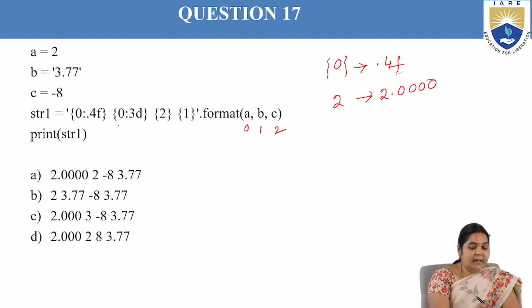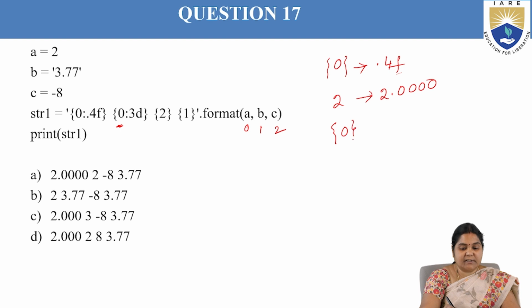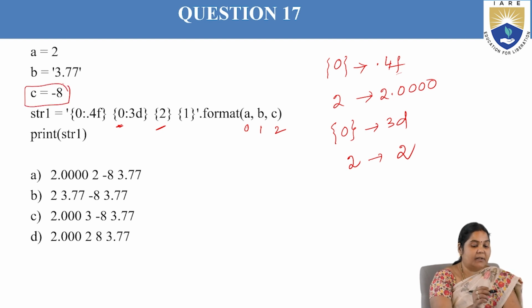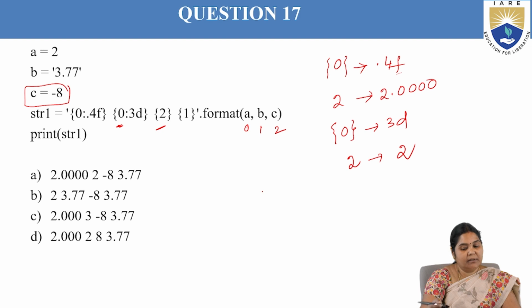Now, the second one is also on the zeroth argument. It is 3d, so you convert it into an integer. The zeroth argument contains 2. So 3 places you are giving for the zeroth argument and it is a pure integer, so it will be 2 only. Now, next, the second argument. The second argument value is -8. Nothing you are doing, so -8 will be printed as it is. Then again the first argument, 3.77, as it is. So it will be 3.77 only.